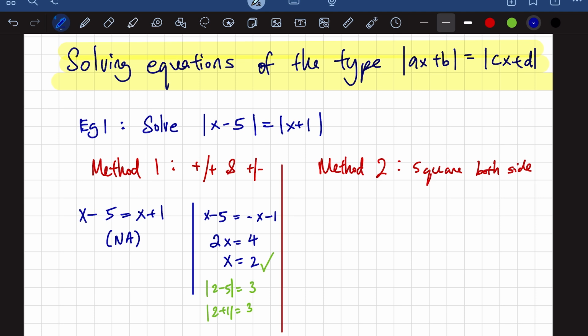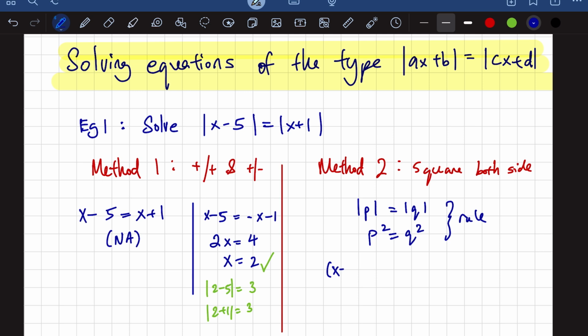Now, the second method we're going to go through is squaring both sides. We're going to treat it kind of like a quadratic equation and attempt to solve it. Again, after we solve, we have to check if there are any false answers. We have to always check our answers. So we're going to square both sides. This rule applies: mod P equals mod Q therefore P squared equals Q squared. This is the rule we will apply here.